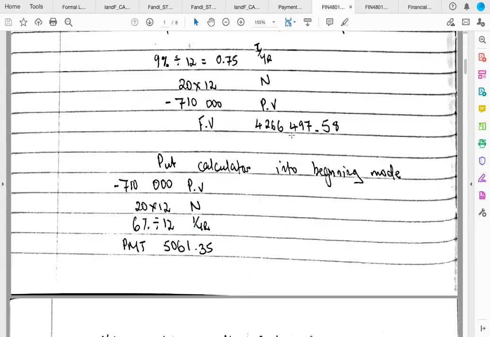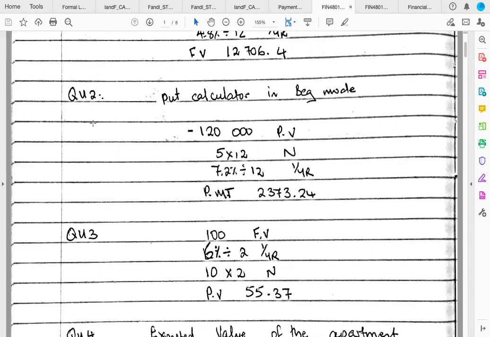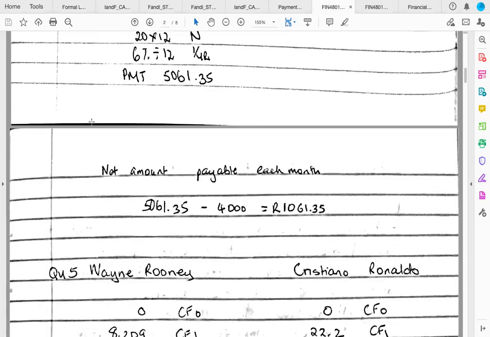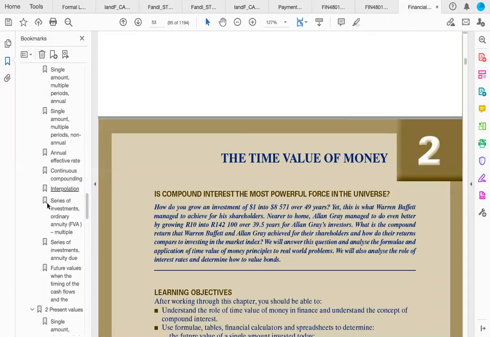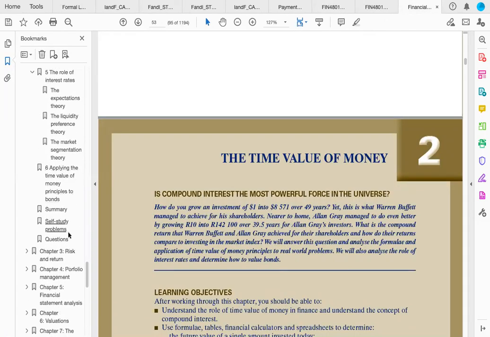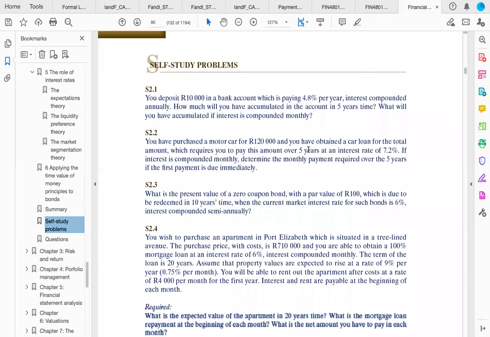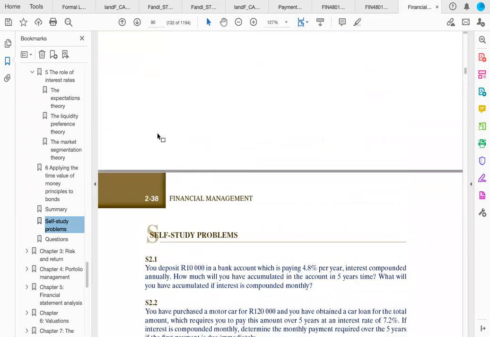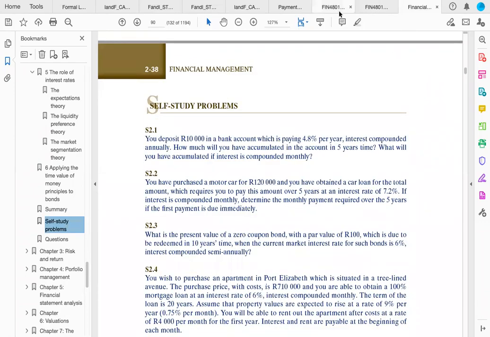And then in the next class, I'll also take you through some of these questions: question 1, question 2, question 3, question 4. The questions I'm referring to are found at the back of the prescribed textbook. So in the next video, I'm going to take you through some of these self-study problems.